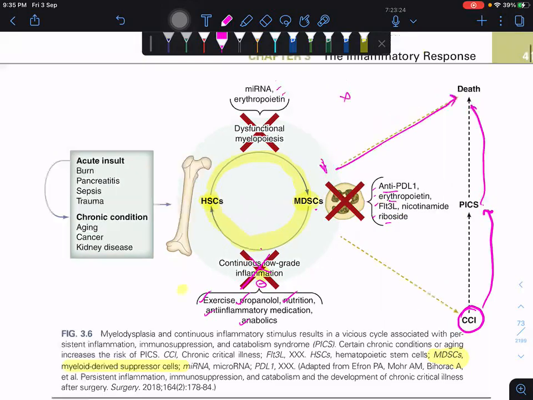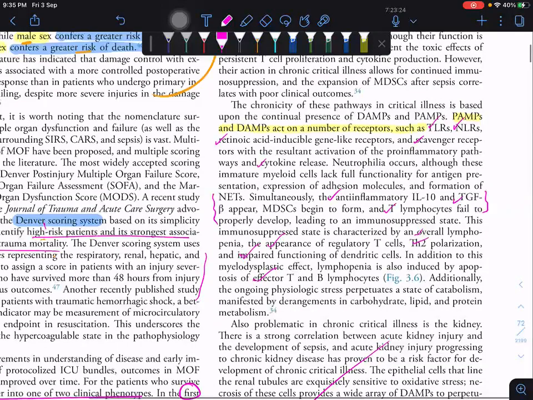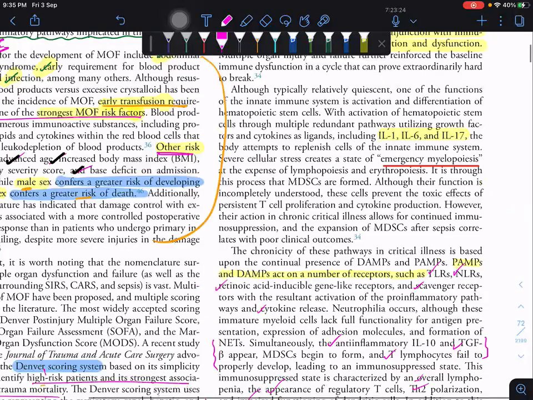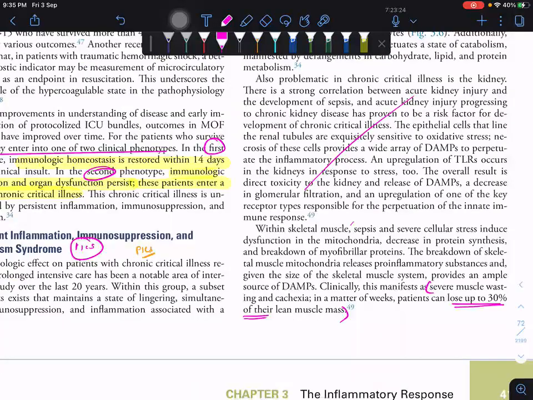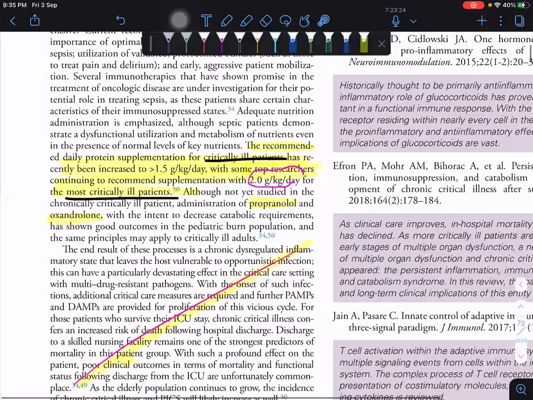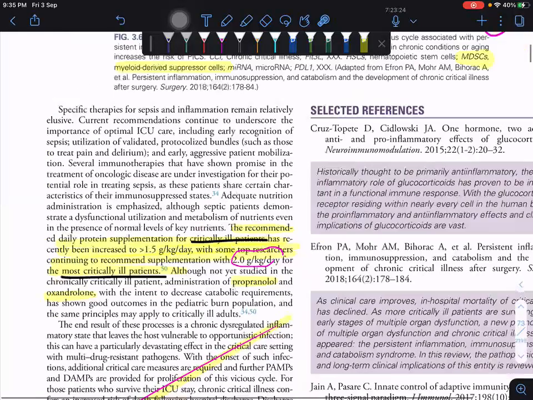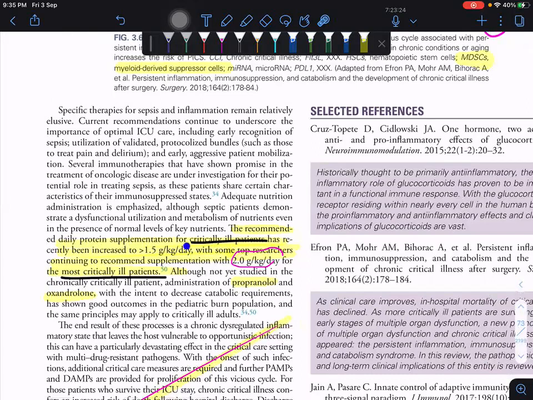A little bit about PICS. Clinically, in every PICS, any chronic illness, muscle wasting will be there. Clinically this manifests as severe muscle wasting and cachexia. In a matter of weeks, a patient can lose up to 30% of their lean muscle mass. What are the therapies? How much protein supplementation is needed in critically ill patients? The value is 2 gram per kilogram body weight. Just remember.